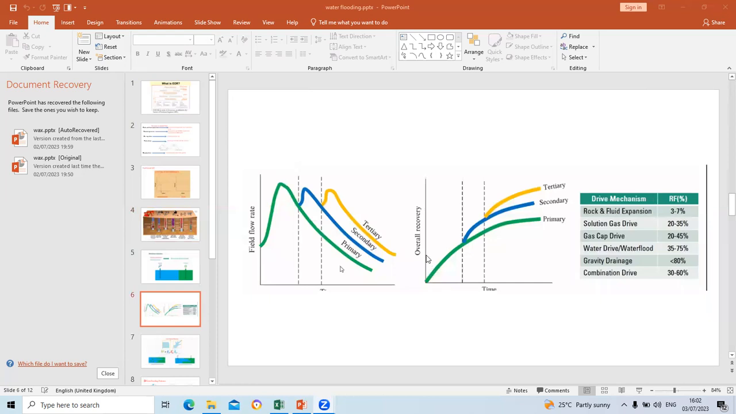So that is what is going to happen with our overall recovery. If you follow only the primary method, the overall recovery will end somewhere around here. But somewhere along the line, they introduce the water flooding method, so it increases the overall recovery, same with the tertiary method. You look at the various types of mechanism, then you see how each of them contributes to the general recovery of that particular operation. For rock and fluid expansion, the recovery is very, very low, 3 to 7%.